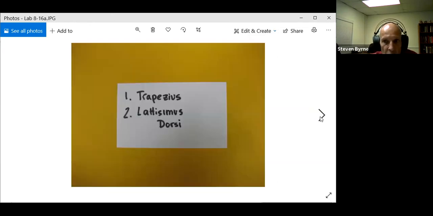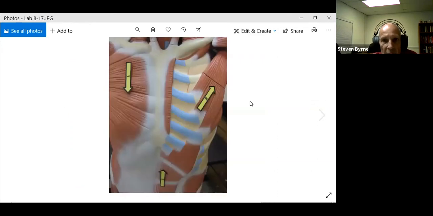Trap and latissimus dorsi. This is the pectoralis major muscle, and here is pec minor. Pectoralis minor abducts your shoulder. It comes off the ribs and connects to the coracoid process of your scapula, and allows you to abduct your shoulder. This is pec major. It allows you to adduct and flex your humerus. So in other words, from an anatomical position, you can elevate your scapula and flex.